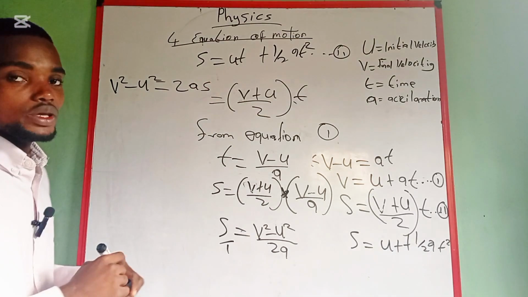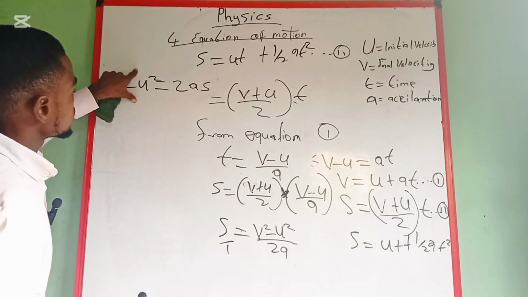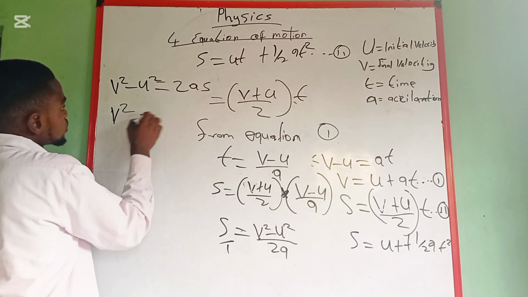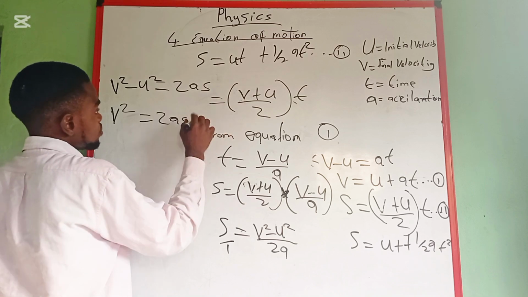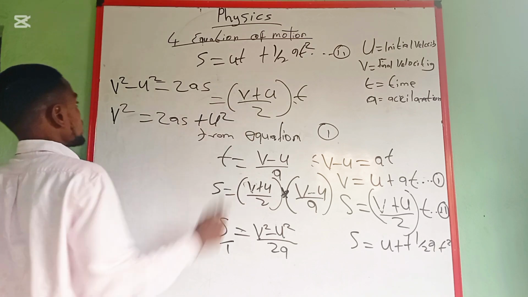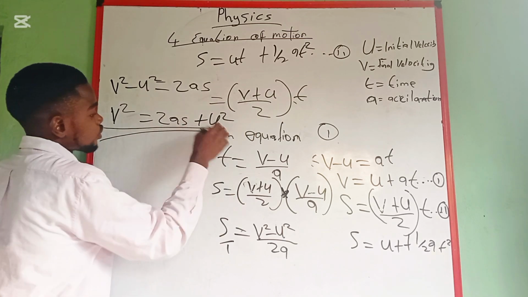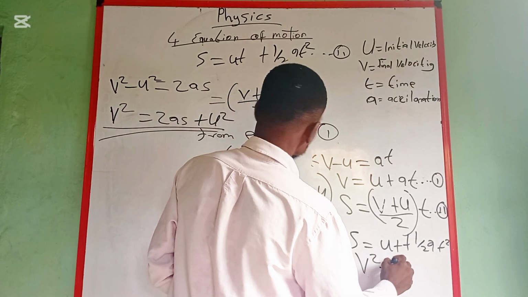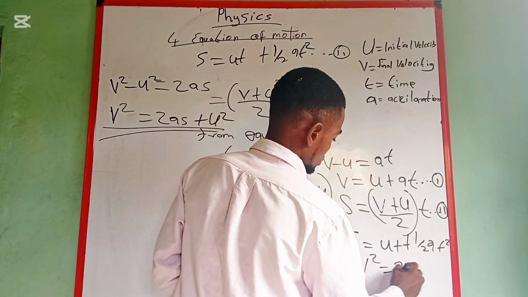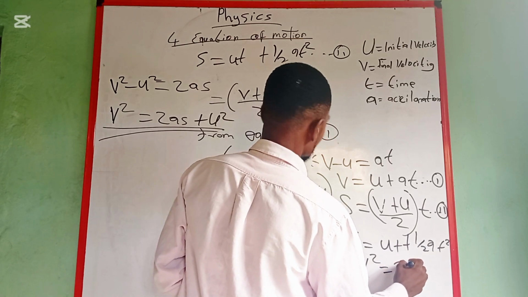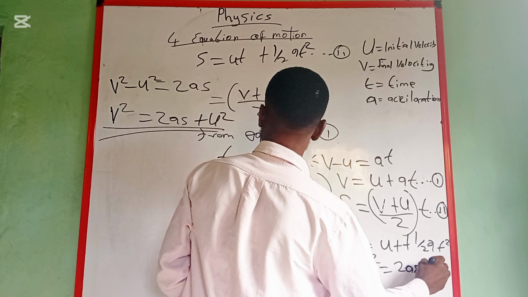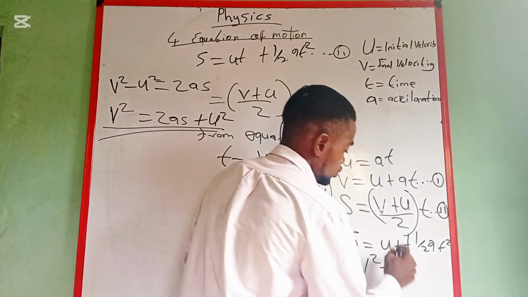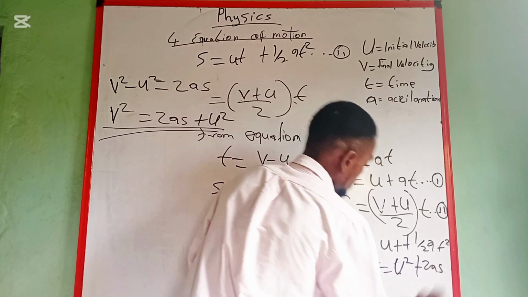All right, so we are looking for what? V square. This minus u is going to cross over. We're going to have v square is equals to 2as plus u square. And this one here is the fourth equation of motion, which is the final what? Equation of motion. V square equals to what? U square. Is it that? 2as plus u square. Like I said again, most times you're going to see it as u square plus 2as.